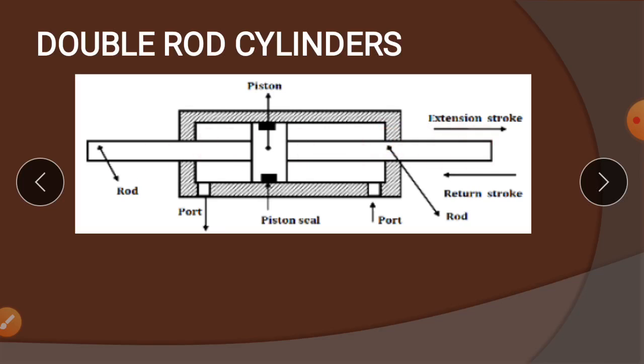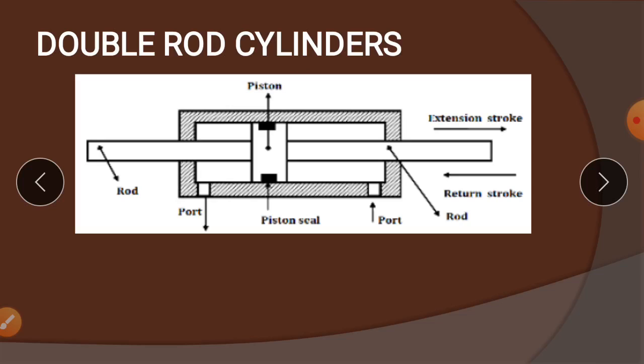And you can see there are two ports at the section. If you consider the extension and return stroke, for the extension stroke the liquid will be supplied here, the piston moves right side, and in this rod the extension stroke happens, but in this rod it will make the return stroke. Similarly, the liquid is transmitted from this port. It will pressurize in this direction and it will make the extension here and retraction here.